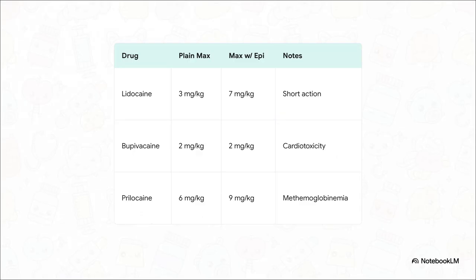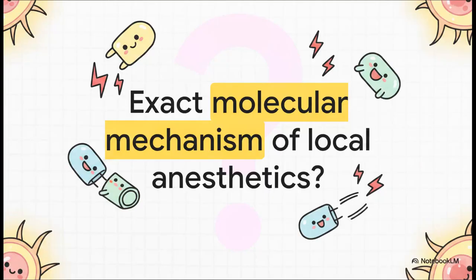This actually perfectly illustrates a much wider pharmacological landscape. While lidocaine gives you that 3 milligrams per kilogram, you can never forget that bupivacaine is capped way lower at just 2 milligrams per kilogram. Why? Because of a really severe risk of intrinsic cardiotoxicity. Prilocaine, on the other hand, lets you push up to 6 milligrams, but then you're introducing the very specific risk of methemoglobinemia.